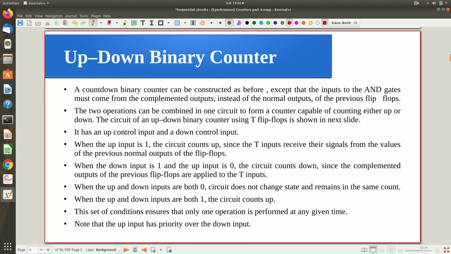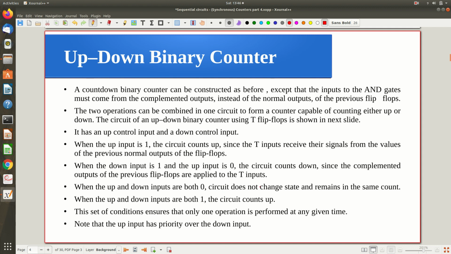So the two operations can be combined in one circuit to form a counter capable of counting either up or down depending on what we need, right? So our need, we have to express through the control line. Accordingly the counter will do it for us, right? The circuit of an up down binary counter using T flip flops is shown in the next slide. We will see that it has an up control and a down control.